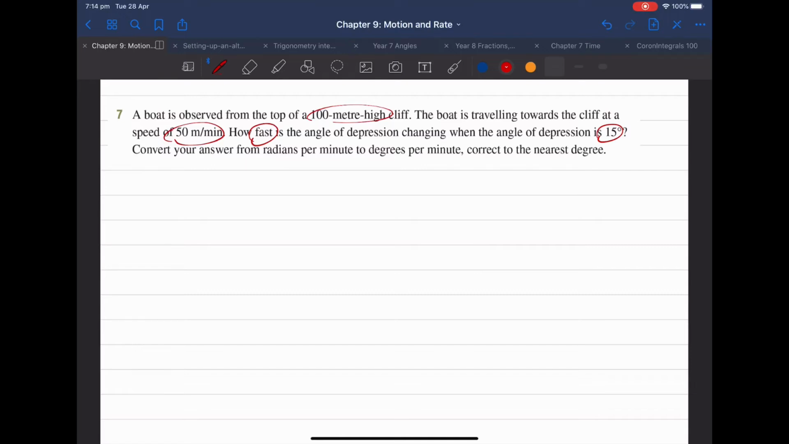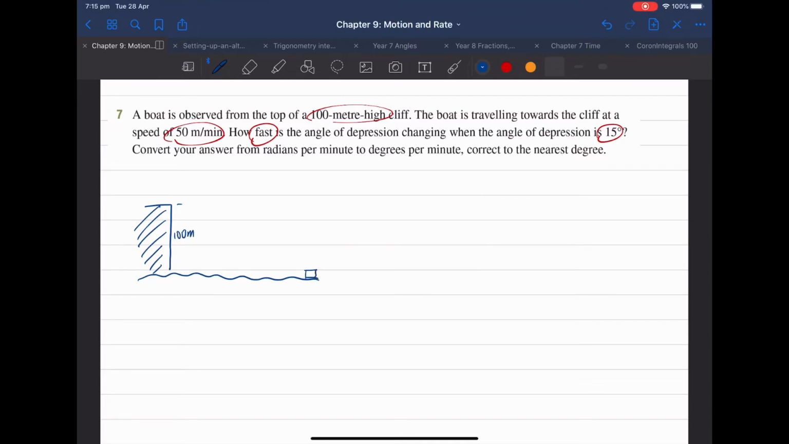So what do we do with this? We need to draw a diagram. Without a proper diagram, I don't think we can do the question. So let's just draw a cliff, and that's the ocean here. The cliff is 100 meters tall. So that's 100 meters. So we have a boat.